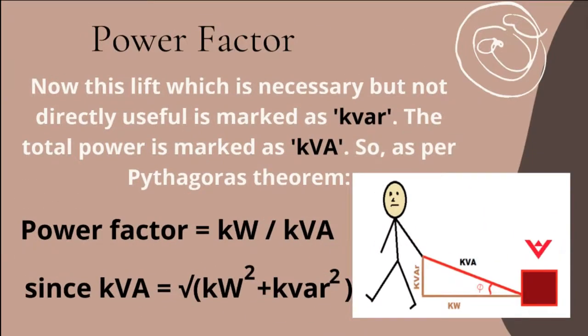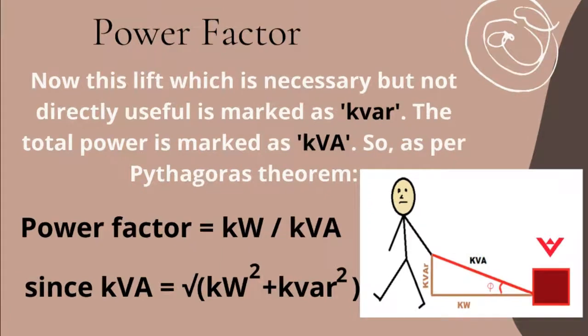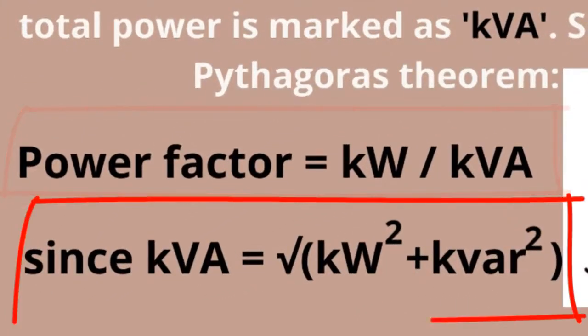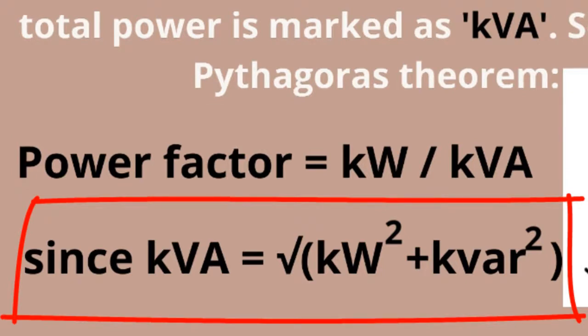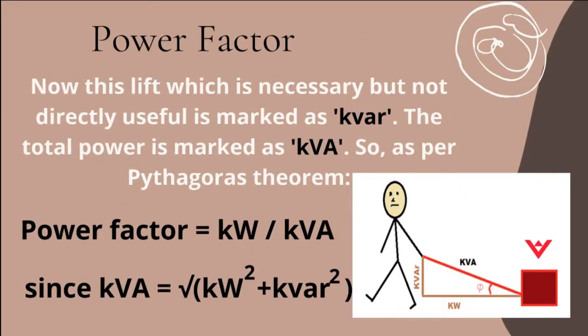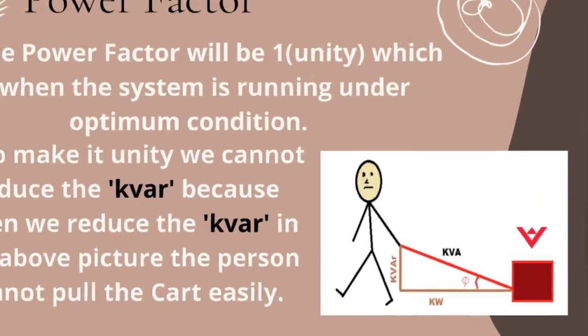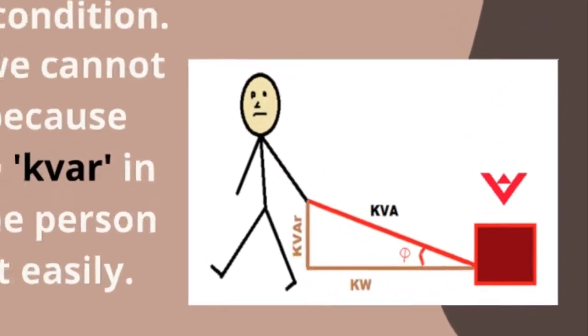So that, as per Pythagoras' theorem, power factor equals kW divided by kVA. Since kVA equals the square root of kW squared plus kVAR squared, the power factor will be 1, which is when the system is running under optimum condition. So to make it unity, we cannot simply reduce the kVAR, because when we reduce the kVAR in the above picture, the person cannot pull the cart easily.